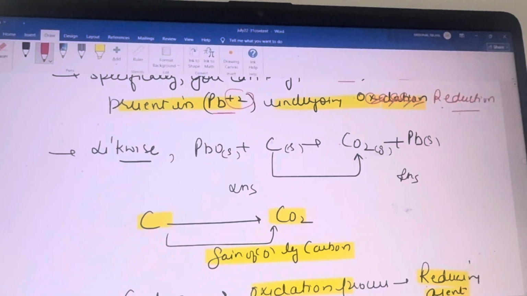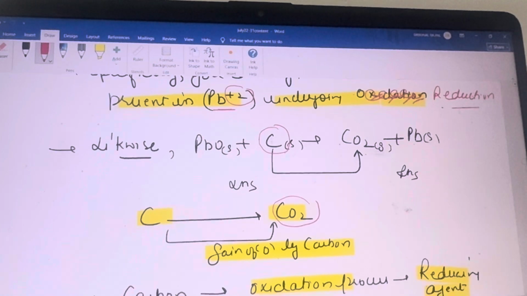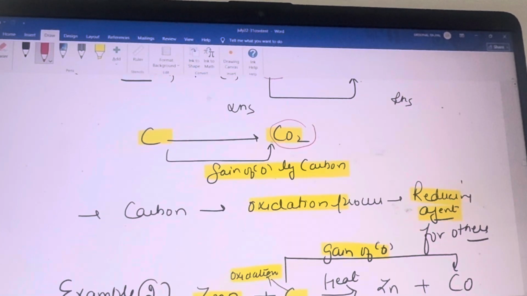Likewise, if I'll take the example of PbO plus carbon forms carbon dioxide and Pb. In another way, this is a carbon. What the change in carbon will take place? This carbon is gaining oxygen and becomes CO2. So you can say this carbon is undergoing oxidation process and is welcoming the oxygen, and so it is acting as a reducing agent for others. और बेटा ये redox reaction है.